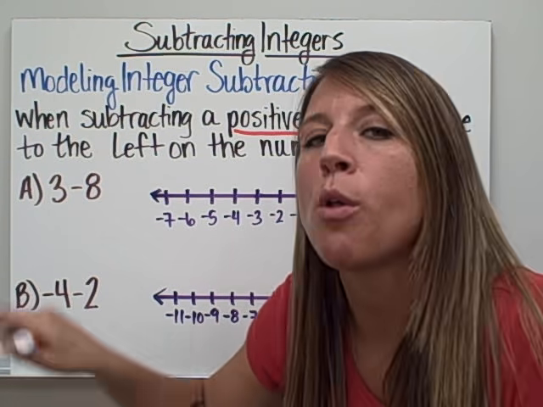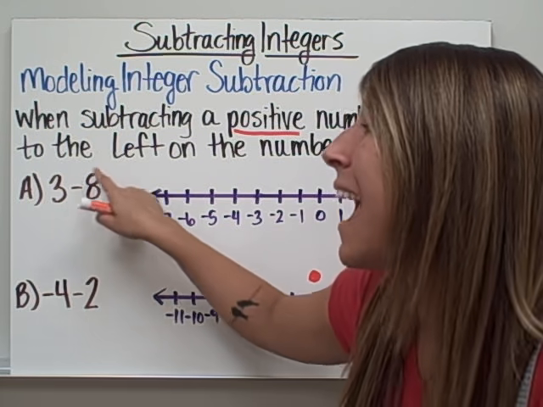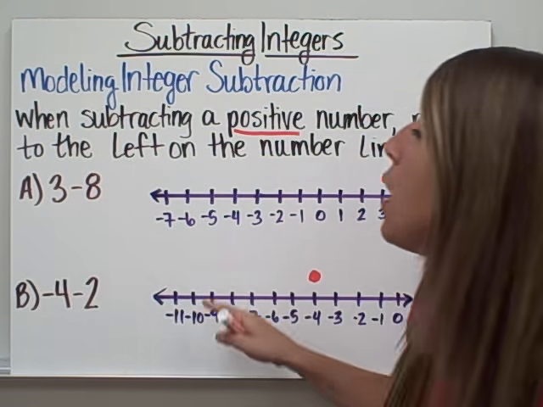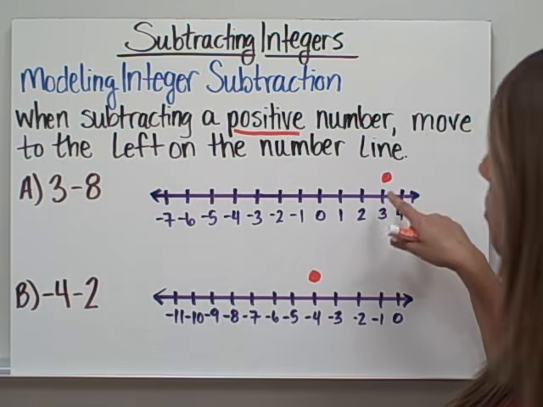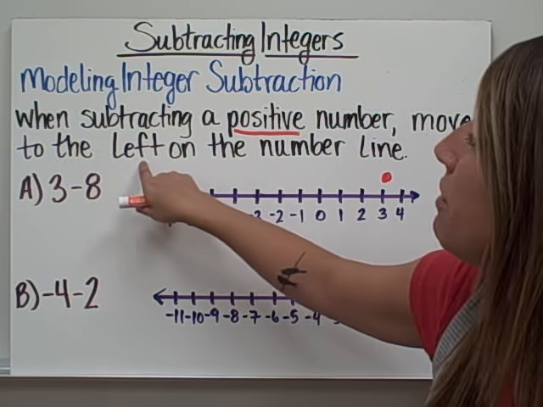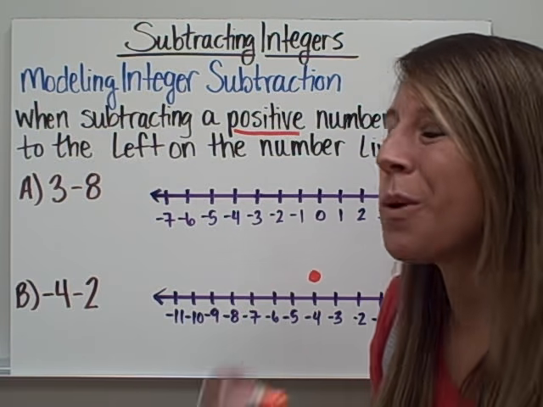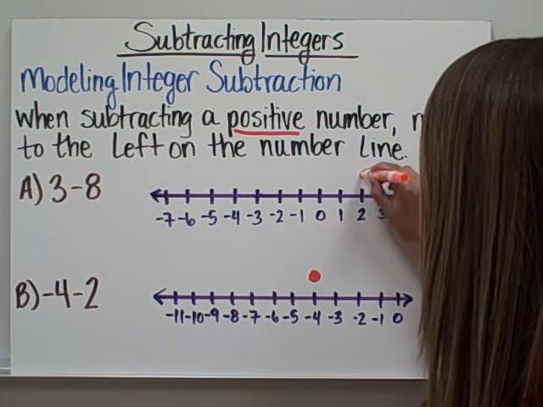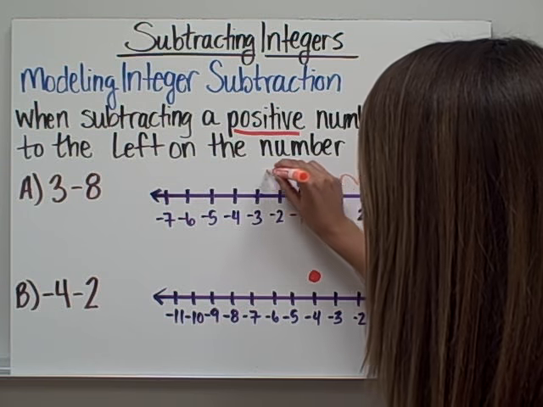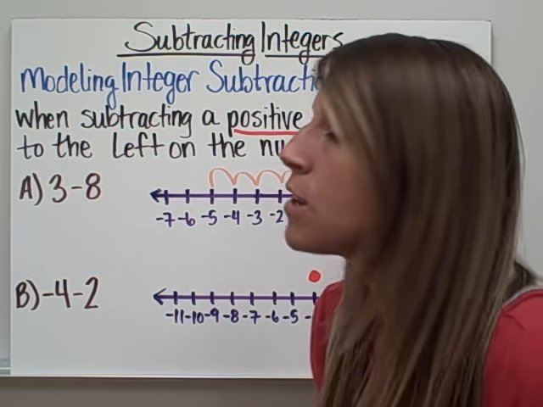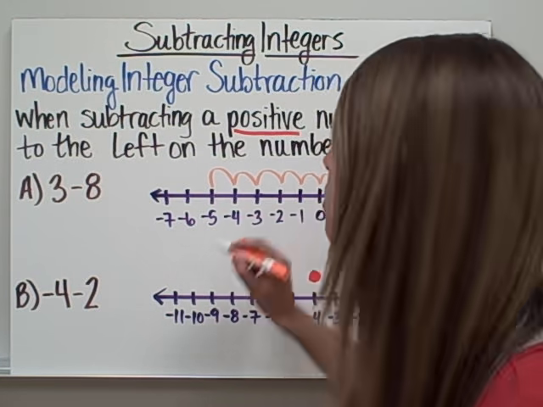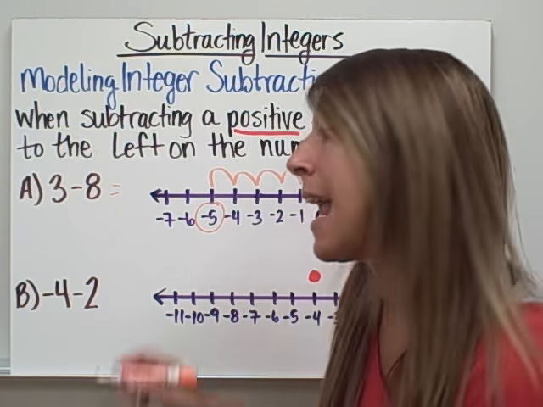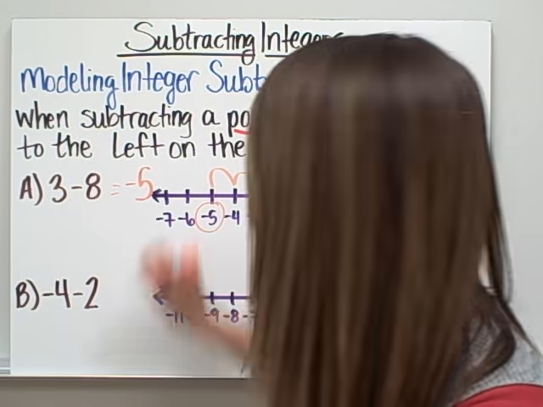We're going to begin with the example 3 minus 8. 8 is a positive integer that we are subtracting from 3. If we begin with 3, we start with it on the number line, and then we move left 8 spaces. So I model that by taking 3 and moving to the left 1, 2, 3, 4, 5, 6, 7, 8 places. Where I end on the number line is my solution. Because I ended at -5, I can say that 3 minus 8 is -5.